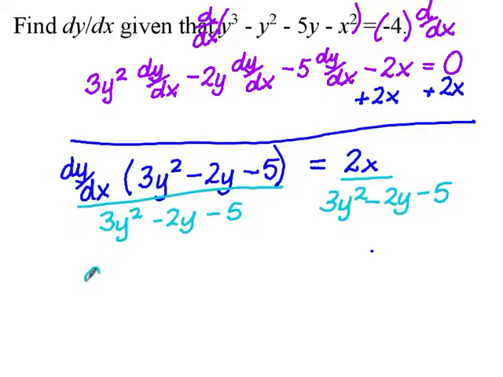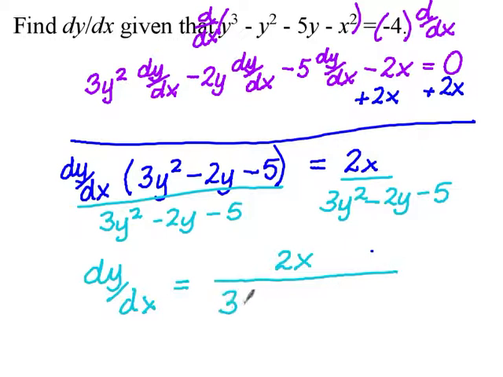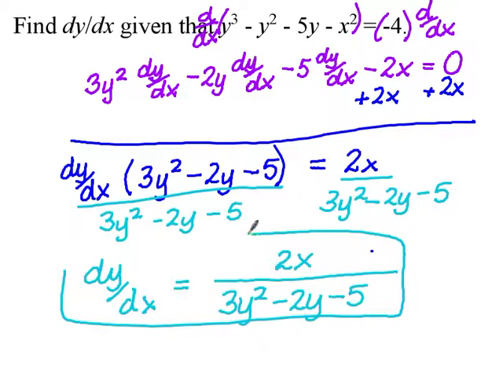So your answer, dy dx, equals 2x over 3y squared minus 2y minus 5. So you could plug in points. If you were to evaluate this at a given point, you would plug in your x and your y in there.